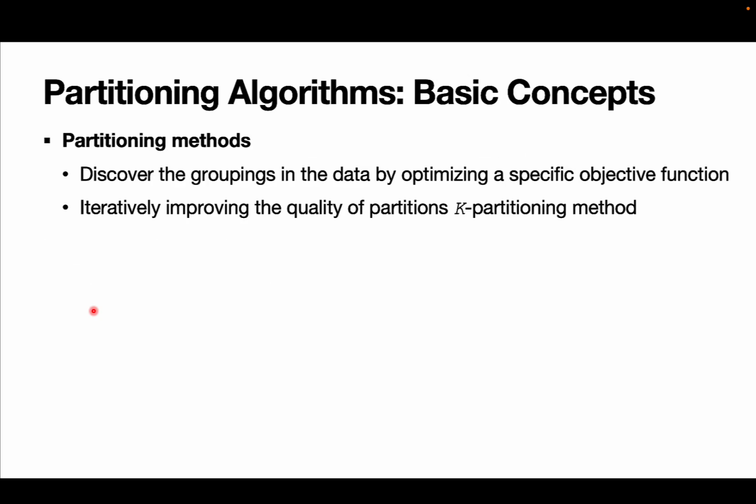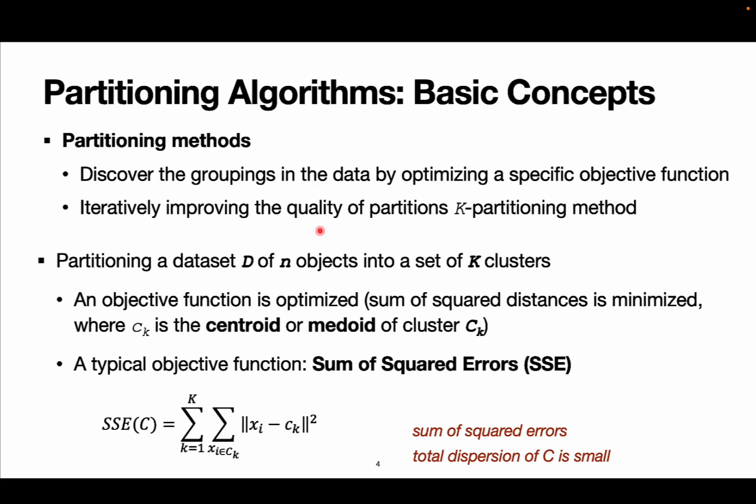What is the idea behind a partitioning method? Essentially, it tries to discover groupings in the data by optimizing a specific objective function and then iteratively improve the quality of these partitions. In a k-partitioning method, we are given a dataset of n objects, and we want to divide it into k clusters. So the goal is to optimize some objective function.